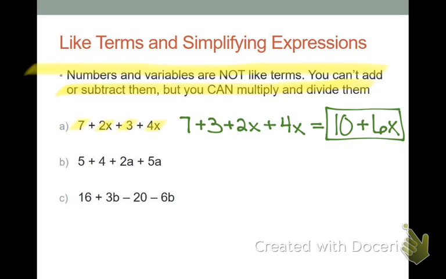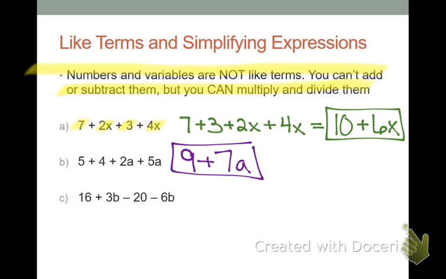All right, so based on that, I want you to do letter B. Simplify that expression. All right, so what's 5 plus 4? 9. And what's 2a plus 5a? 7a. Who got 9 plus 7a? Awesome, awesome. All right, do C.